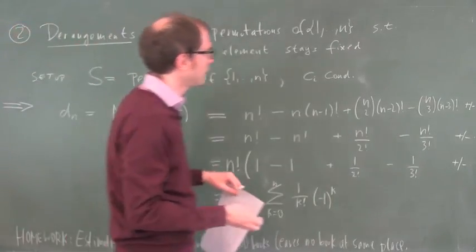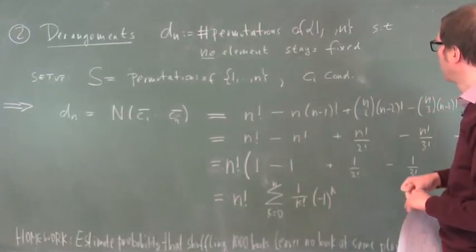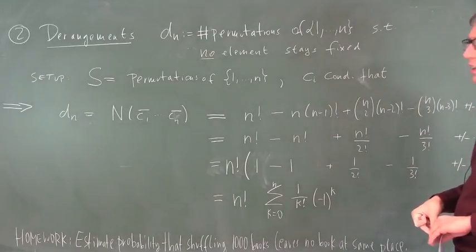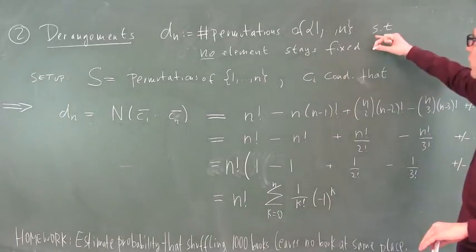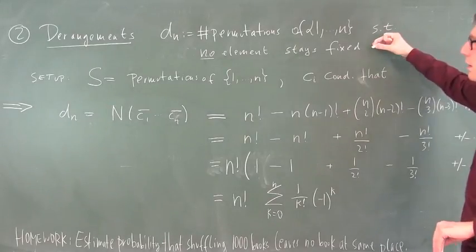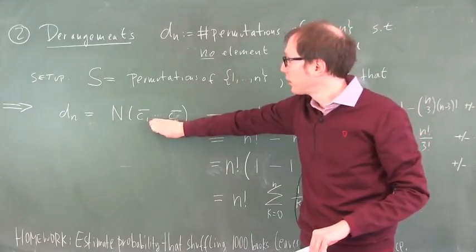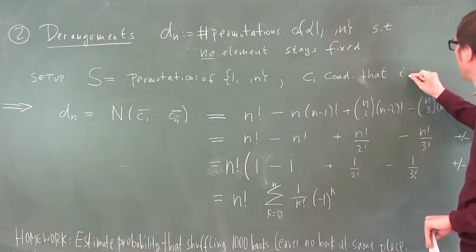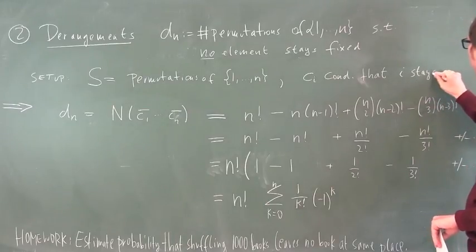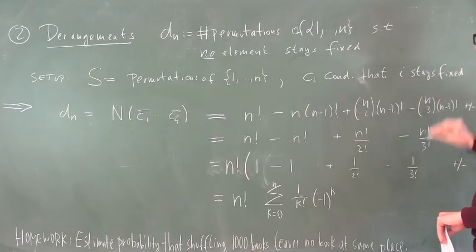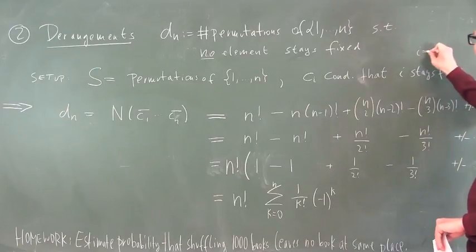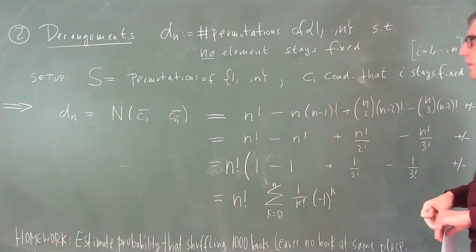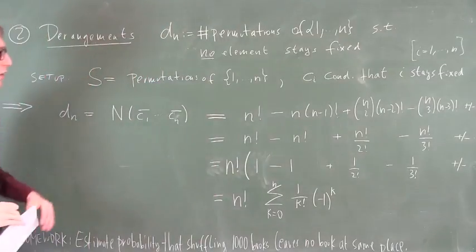And so Ci should be the condition that the ith element stays fixed. Well, we want that no element stays fixed, which means that in this case, all of these conditions should fail. So this is the condition that the ith element i stays fixed. And so i goes from 1 up to n. So we have n conditions. Okay, that looks good. So this is set up.